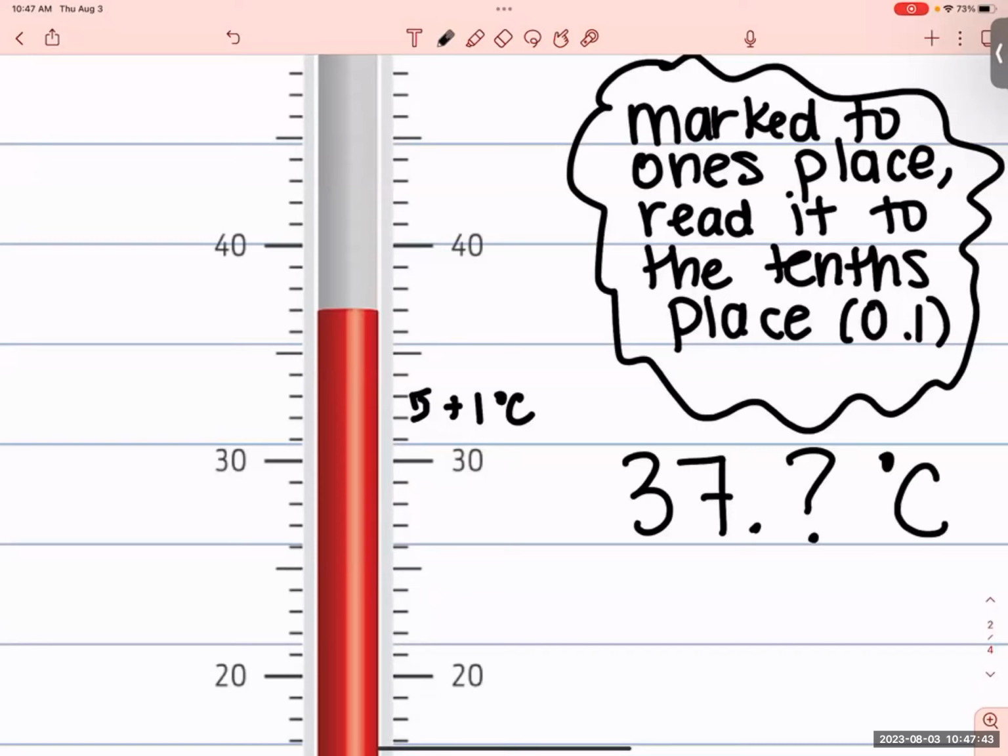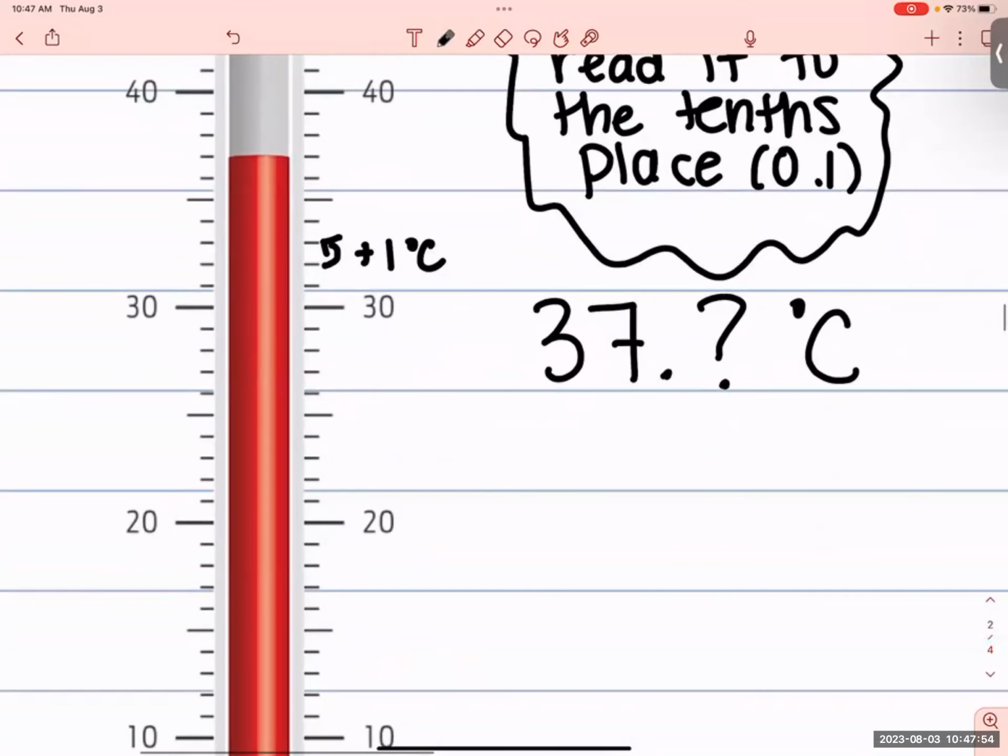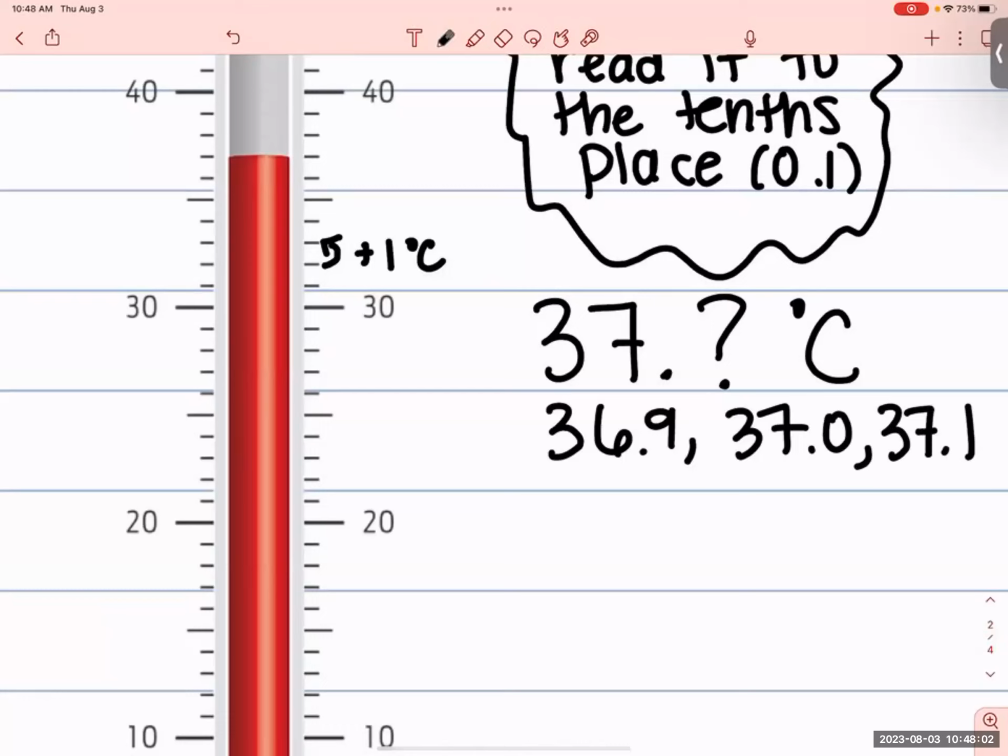Degrees Celsius. So maybe you said 37.0 because you say it's right on the line. Maybe you said 37.1. Maybe you said 36.9. These are all fine. 36.9, 37.0, 37.1. Those are all fine answers for that. You and your lab partner, whoever you're working with in the lab, can argue about what that tenths place is.